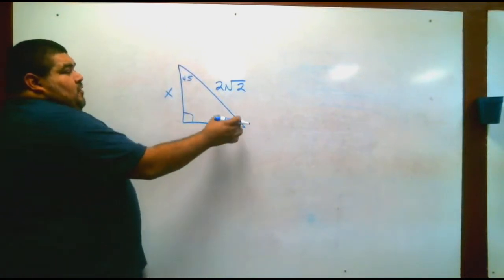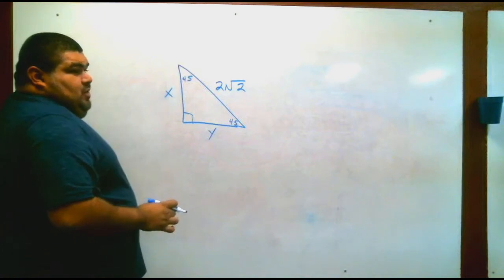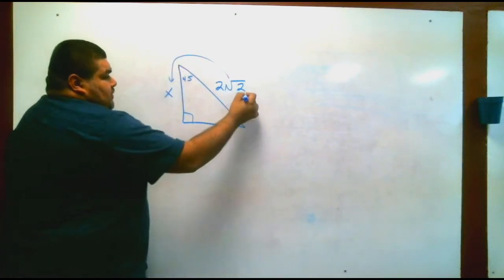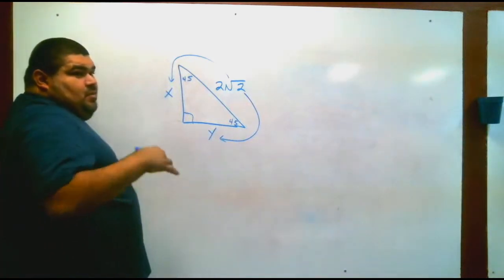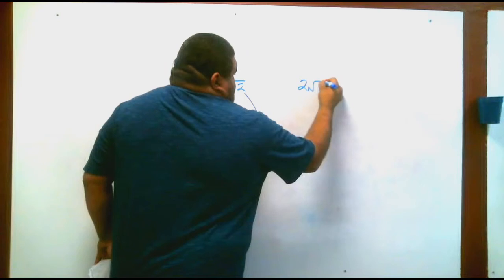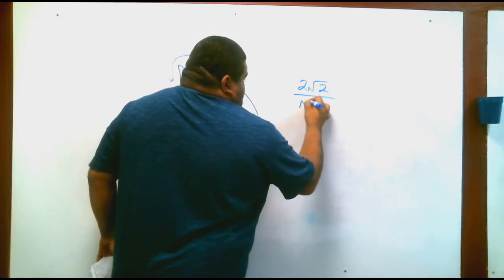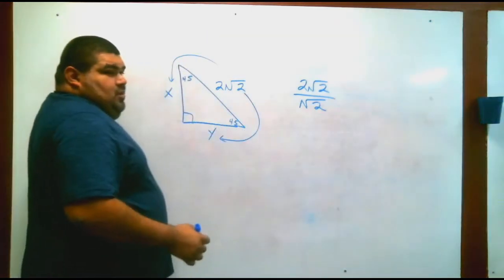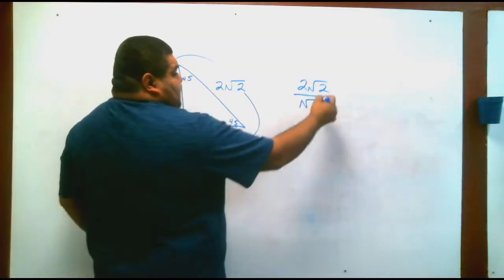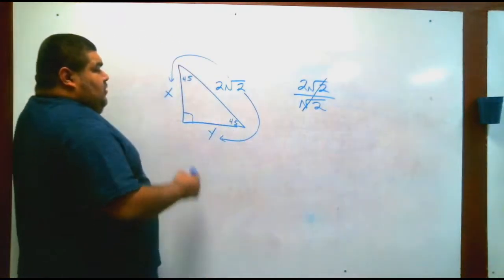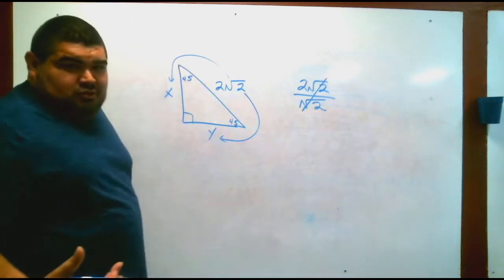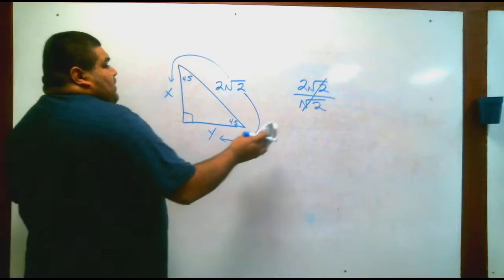Now, notice they have a radical of 2. If we move from the hypotenuse to any leg, remember, you can divide by radical of 2. So it's like saying 2 radical of 2 divided by radical of 2. What happens to the radicals? They're the same, right? So they cancel out. So your answer for x is 2. Your answer for y is 2.